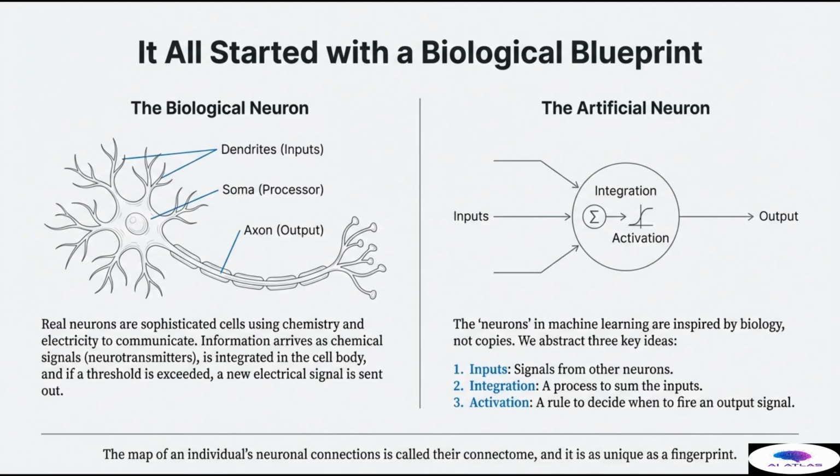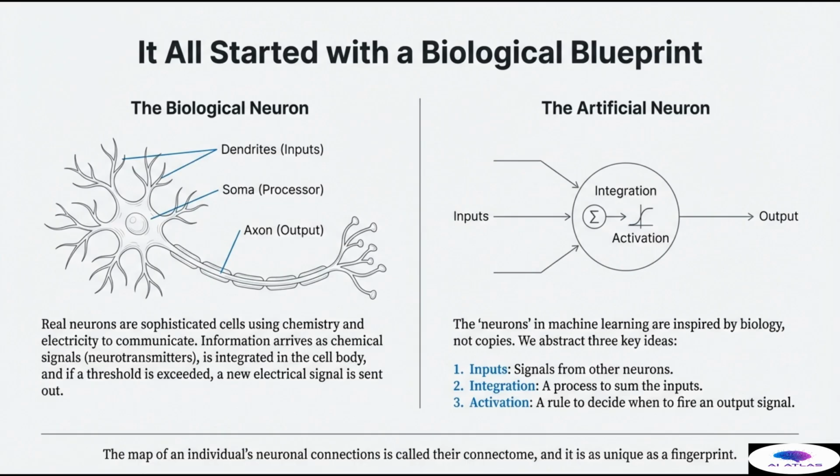To truly appreciate the neural network, we must understand its origins. It all started with a biological blueprint, the human neuron. Machine learning didn't invent the concept of a learning structure. It simply digitized and simplified the one nature already perfected. On the left, we see the biological neuron. It's a sophisticated cell communicating through chemistry and electricity.